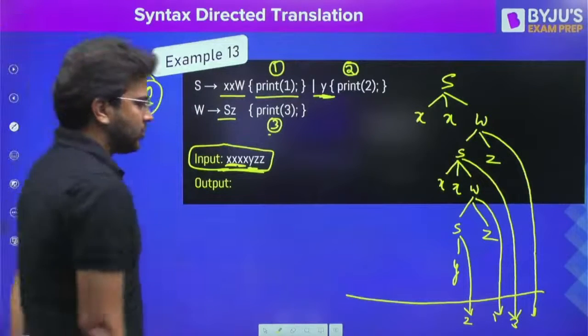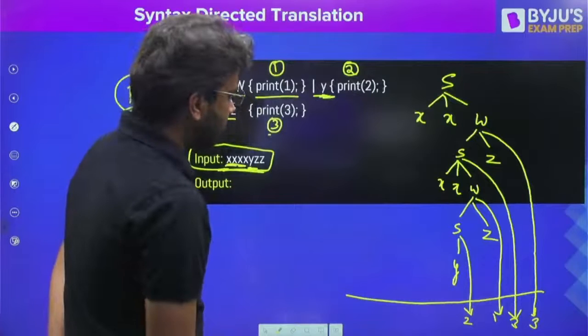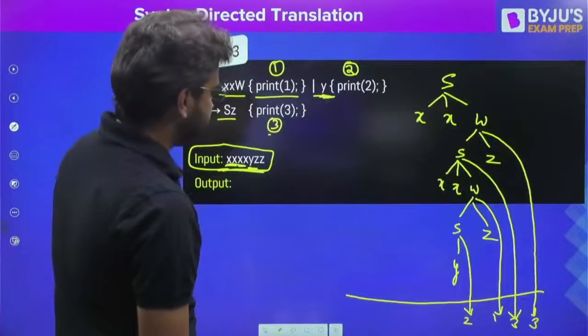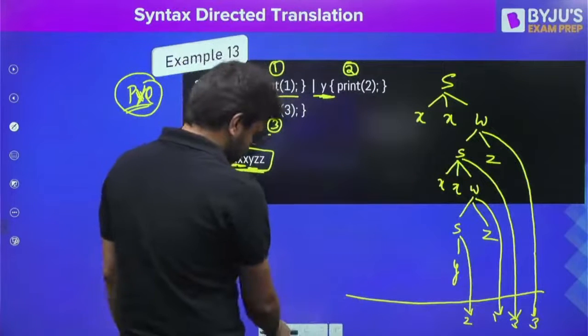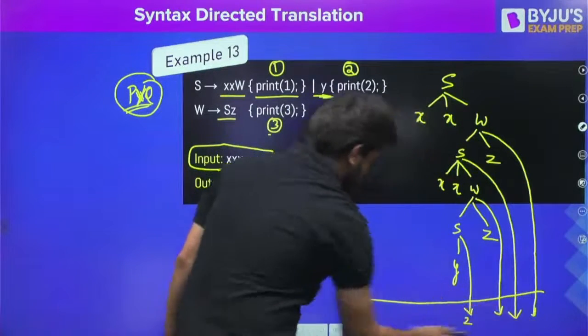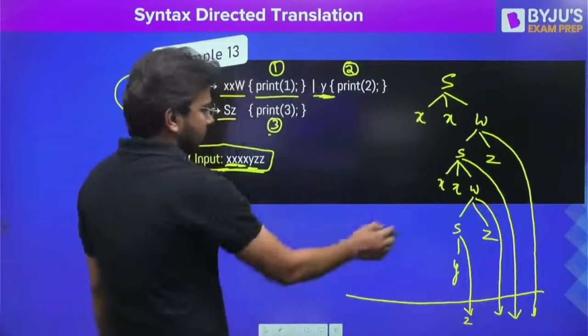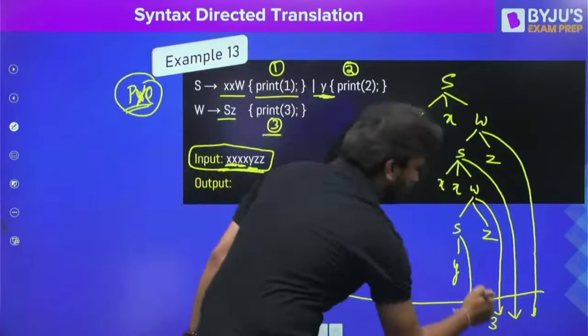Clear? So you are going to have this translation here. Any mistake? Okay, sorry, this is third, right? W drives SZ, this is third. Let me just rewrite again. This W drives SZ, that is the third translation, right? So we are going to write 3.